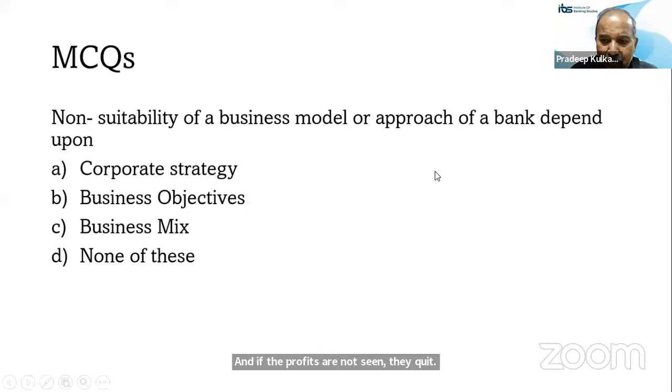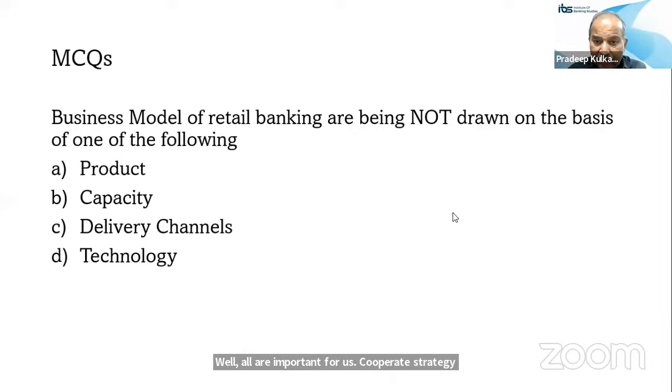Non-suitability of a business model or approach of a bank depends upon, none of these. Okay. Well, all are important for us. Corporate strategy, business objective, business mix. Okay, all these are suitable. Business models of retail banking are not drawn on the basis of which one of the following? Capacity. Okay.